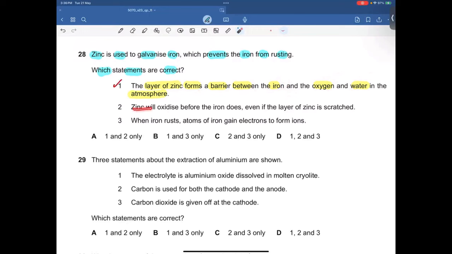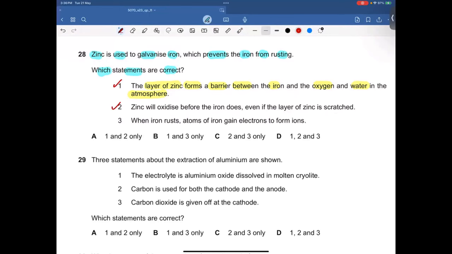Next, zinc will oxidize before iron does because zinc is more reactive, even if the layer of zinc is scratched. Obviously, if the layer of zinc is scratched, zinc will oxidize and form the oxide layer. So it prevents the rusting of iron in this scenario. The second statement is also right.